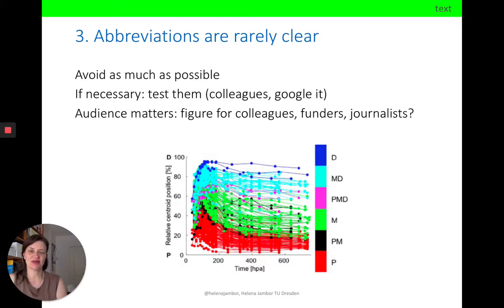Also, the audience does matter. The figure is rarely made just for you or your lab, but it's made for colleagues from the wider field, maybe for funding agencies, maybe for journalists, politicians, or patients that have something to do with a gene that you're working on. Maybe it is for new PhD students. A lot of people are reading your papers that are not familiar yet with your specific subject. Think about them when designing figures and including abbreviations.